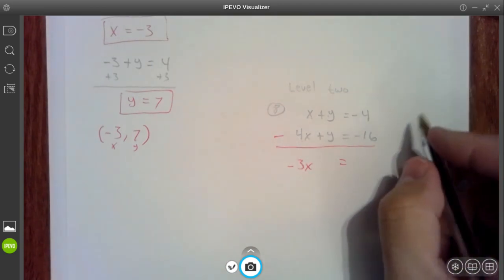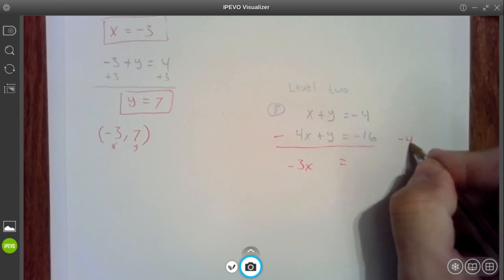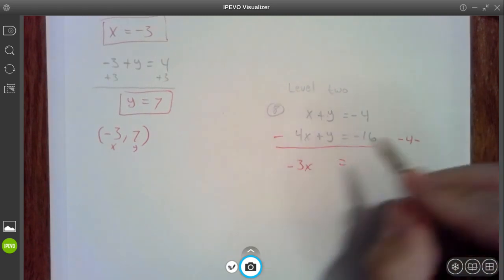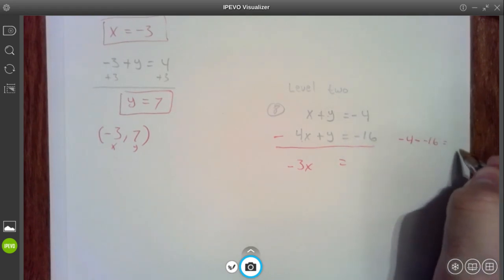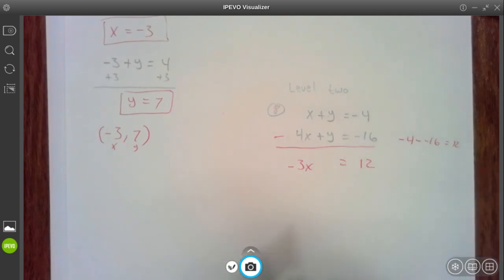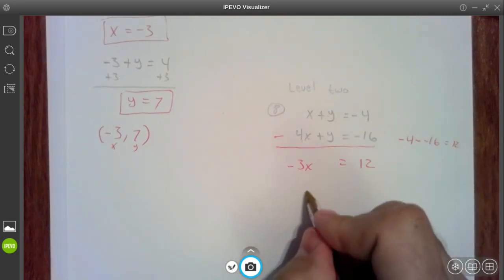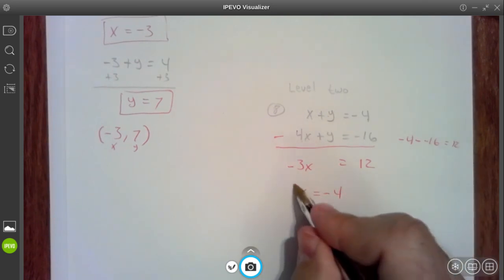This is the tricky part. This is where you might want to use a calculator or write it out. Negative 4 minus, that's that sign, negative 16. That's going to turn into positive 12. Divide by negative 3, and you're going to get x equals negative 4.